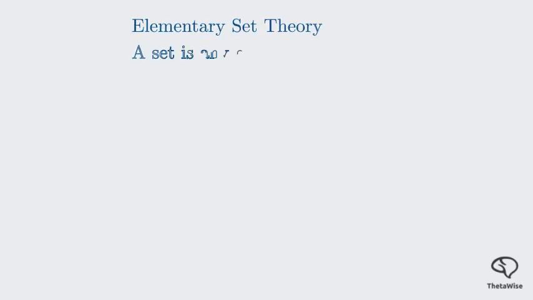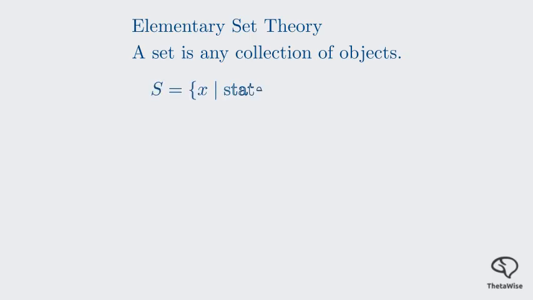Let's start with the most basic building block, a set. In mathematics, a set is simply a collection of objects. These objects can be anything: numbers, letters, people, or even other sets. There are two main ways to represent a set. The first is called set builder notation. We write S equals the set of all X, such that a statement about X is true. This is read as S is the set of all objects X which make the statement about X true.